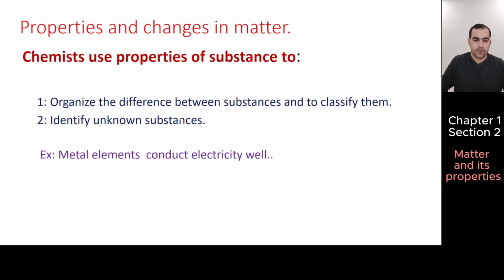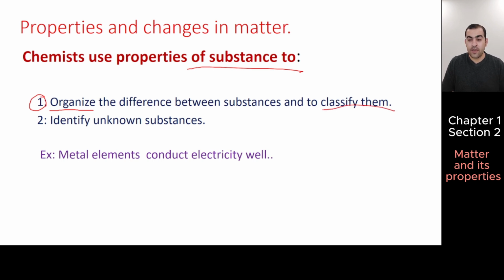Okay, let's continue. Properties and change in matter. Chemists use properties of substances to, first, organize the differences between substances. Why are properties important? Because we use them to organize the differences between substances. Why is table salt NaCl different from H2O? Because they have different properties, so we can organize the difference between them.